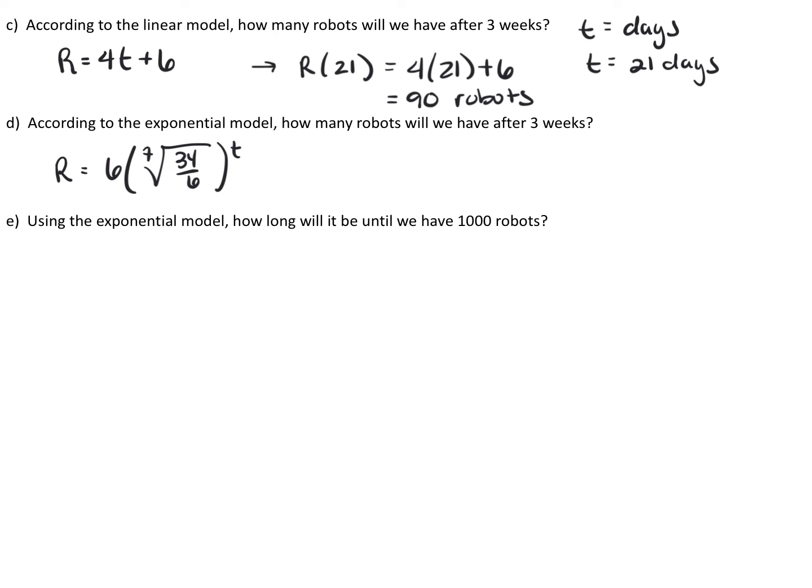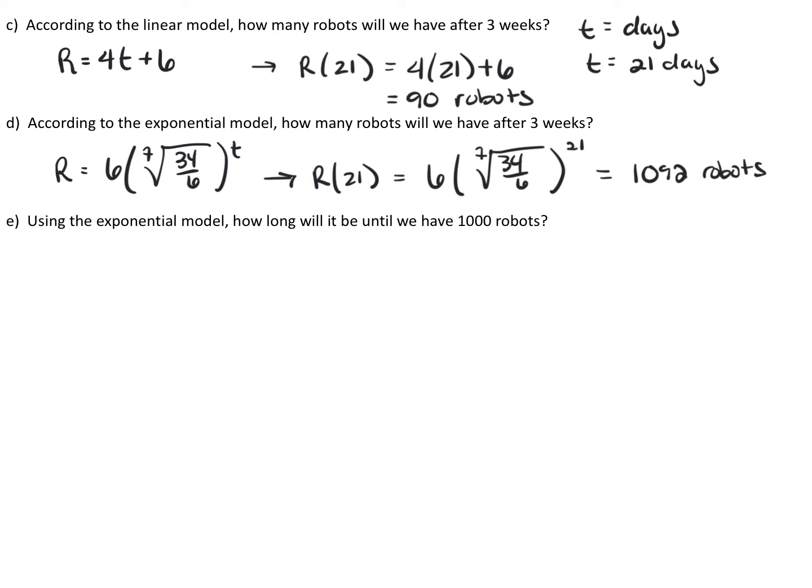All right, let's use the exponential model. So again, 3 weeks is 21 days. So 6 times the 7th root of 34 over 6, raised to the 21st power. That's going to give us approximately 1,092 robots. So clearly here the exponential model is going to have the robots replicate and give us a larger output over the same amount of time.